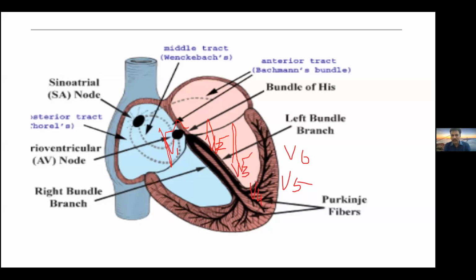In V4, the height of the QRS complex further increases, and there is hardly any S wave. In V5, since the first electrical activity from left to right happens here, it senses the first electrical activity as a small q, and all the waves are much taller. See here, it is much taller.